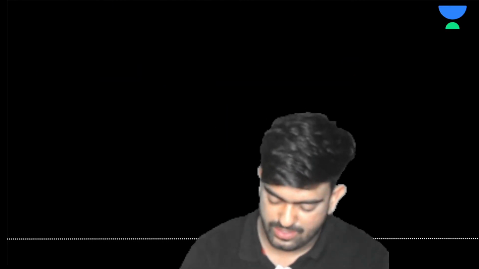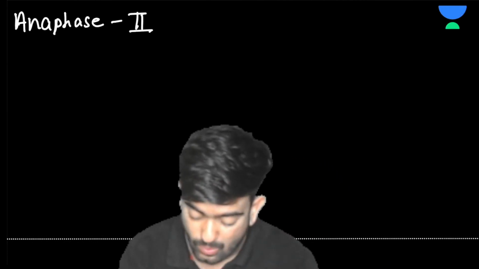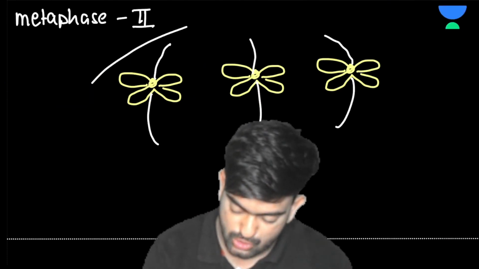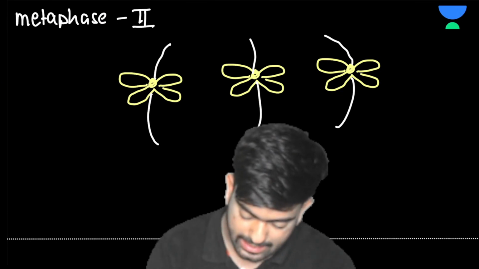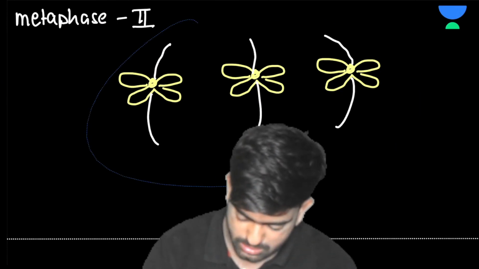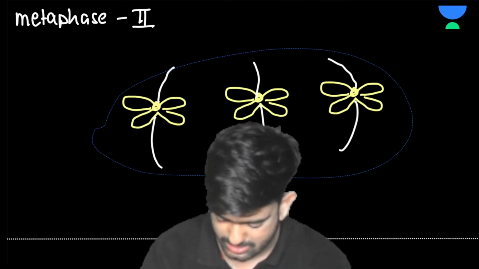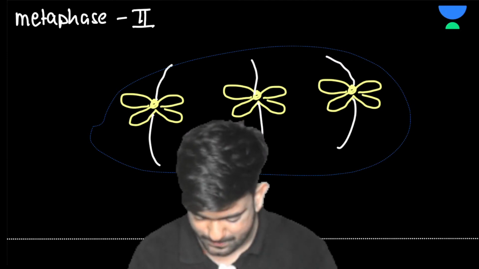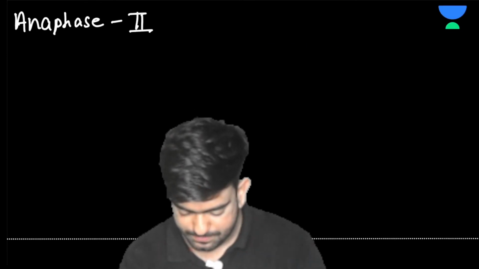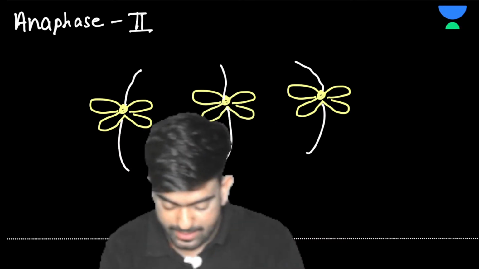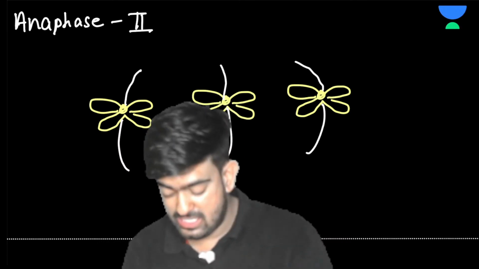In the next phase, we will be having anaphase, right? We will have this anaphase, which is anaphase 2. And now these sister chromatids will also get separated. Now these sister chromatids, where are they going? Now I am able to select them. Let me see here. Okay, now these sister chromatids are going to separate here. In anaphase they are going to separate.